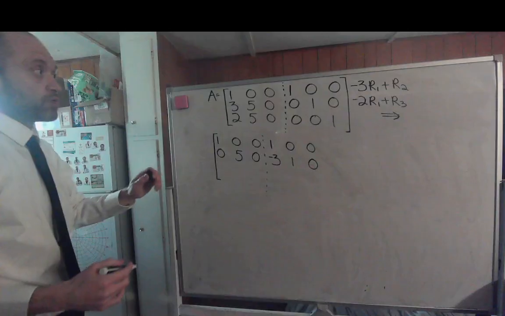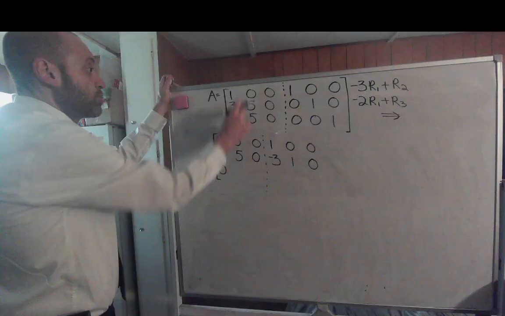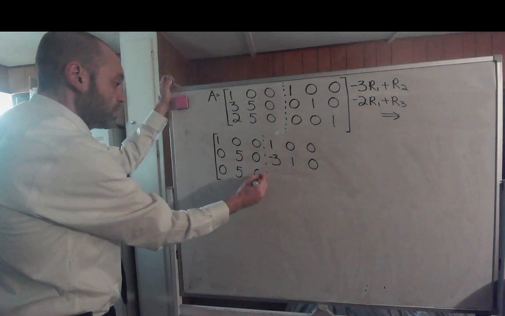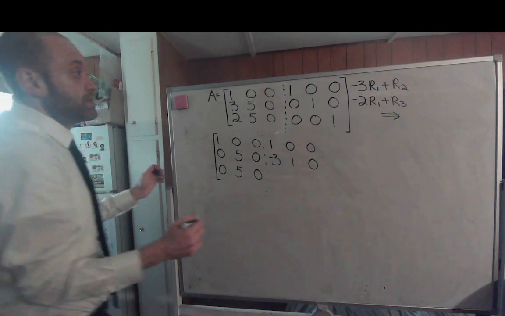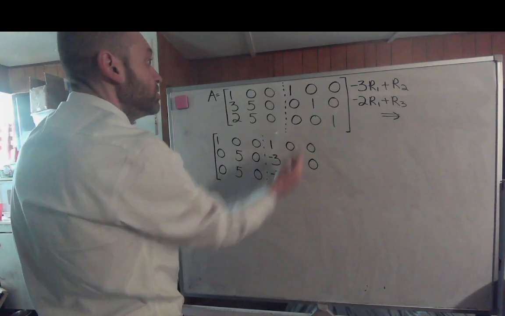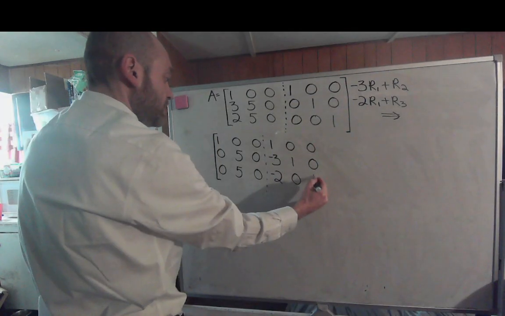Now we're going to deal with row 3, so negative 2 plus 2 is 0. 0 plus 5 is 0. 0 plus 0 is 0. And then, okay, negative 2 plus 0 is negative 2. 0 plus 0 is 0. 0 plus 1 is 1.